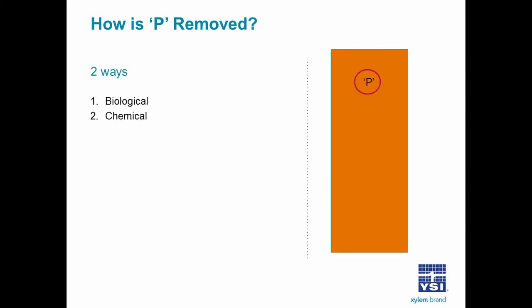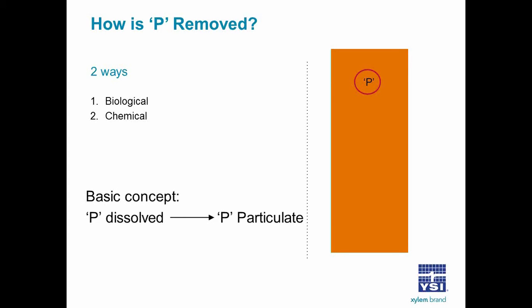So with that terminology out of the way, let's talk about how P is removed. And there are two ways. It can be done biologically or chemically. The basic concept in either situation is that the dissolved P is made into particulate P, and that is settled out with the rest of your sludges and removed with waste sludge.